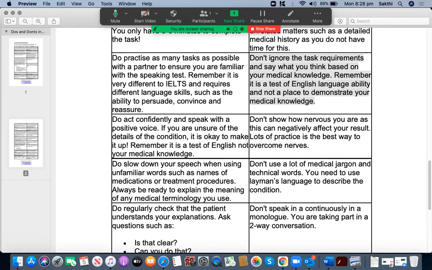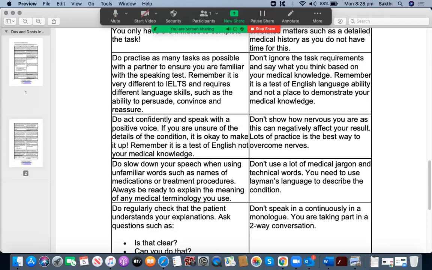The next one is you need to act confidently and speak with a positive voice. If you are unsure of the details of the condition, it is okay to make it up. Remember, it's a test of English, not your medical knowledge. If you don't know some technical information, it is okay. You can still make up because they don't want you to be a master in the medical industry. That's not the case. You need to, however, be able to use English communication skills in order to convey the information to the patient in an effective yet polite manner. I hope you understand this.